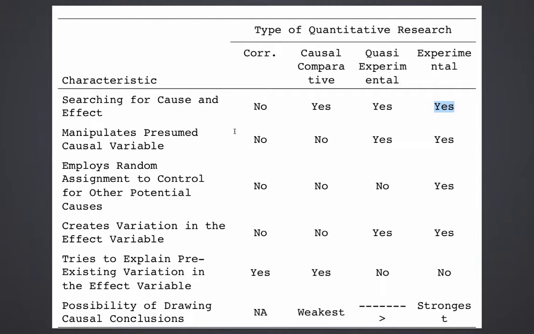Manipulation. Where does manipulation occur? Obviously not in correlational. All we've done is measured things. Similarly, in causal comparative, all we've done is measured things. We've taken note of your membership into a group or your non-membership, and then we've measured some other variable, and we're going to look at differences in that variable based on your group membership.